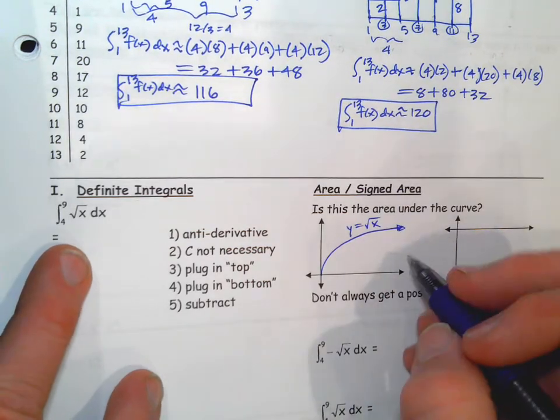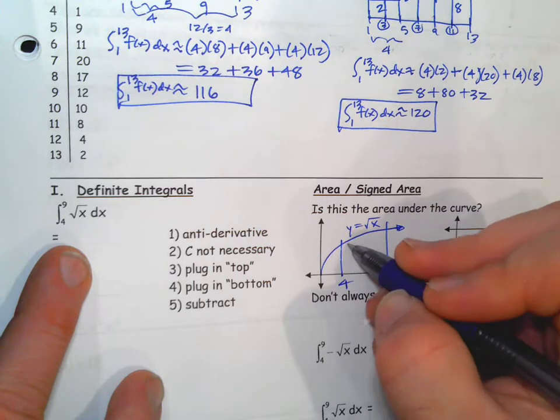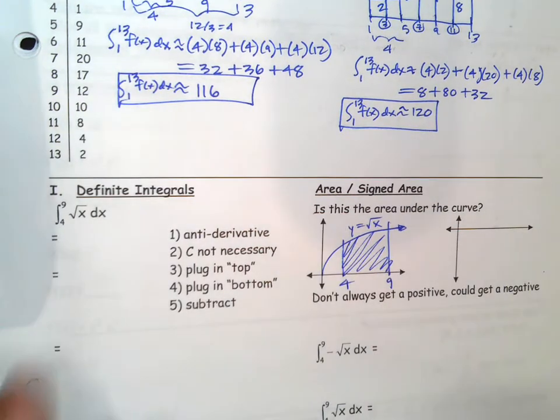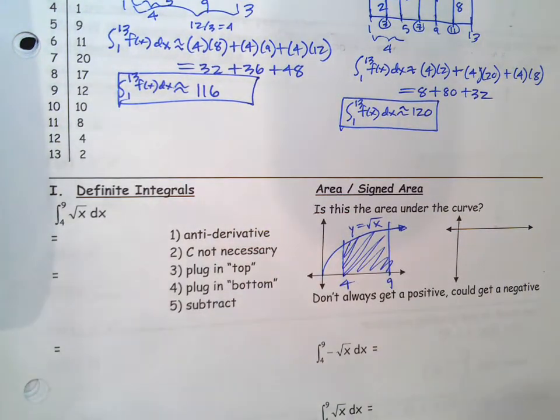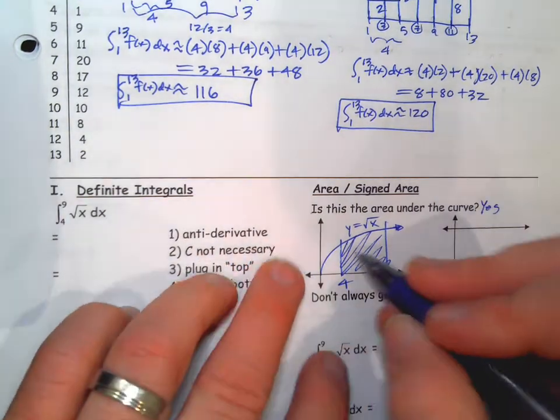And 4 to 9 means we're trying to find the area from 4 to 9. Okay. Now, is it area? Yes. The integral would be equal to that area.